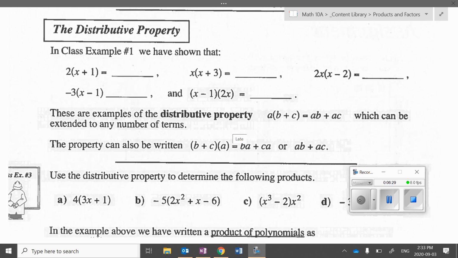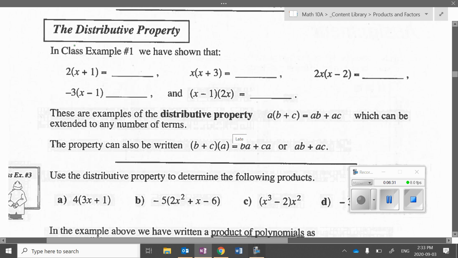understand the content. So this first one, I'm going to go 2 times x, which gives us 2x. 2 times 1 gives us a 2. x times x gives us what? x squared. Good. x times 3 gives us 3x. 2x times x gives us 2x squared. 2x times 2 gives us 4x. Is that positive or negative? Negative. Good. This next one's a little bit trickier.